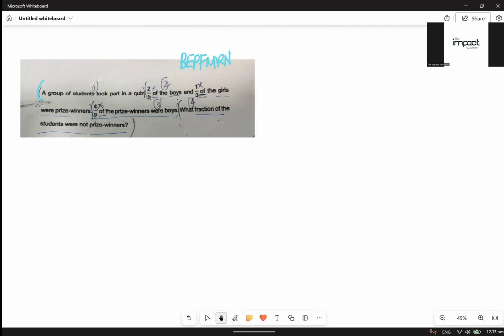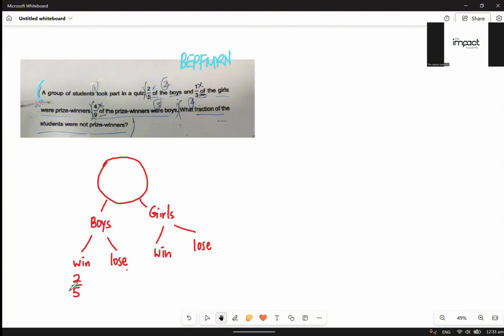All right. So we know that we have a group of students. Okay, and these are the students who went for a quiz. What they did was they went to group them up in terms of boys and in terms of girls. When I look at the boys, I know that boys, of course, if you were to go for a quiz, there will be people who will win and people who will lose. For girls, same thing. Win, lose. Okay? We know that for boys, 2/5 of the boys, that means 2/5 of the total were prize winners. That means 3 over 5.